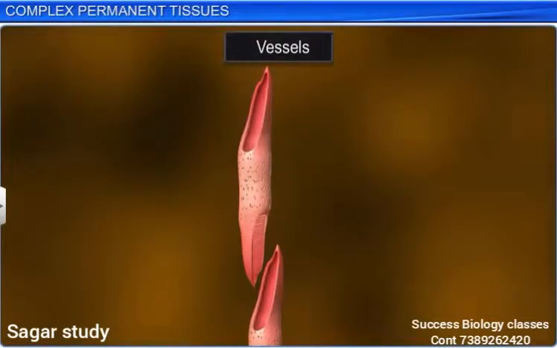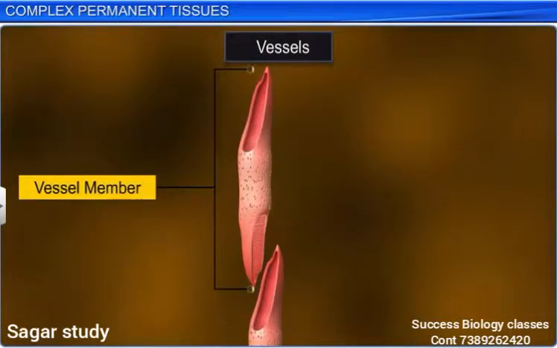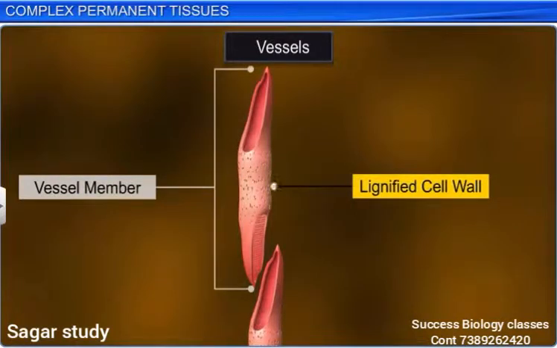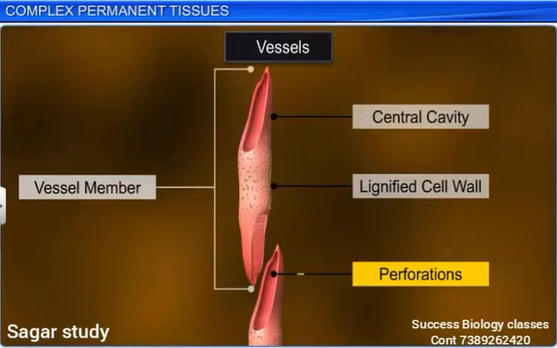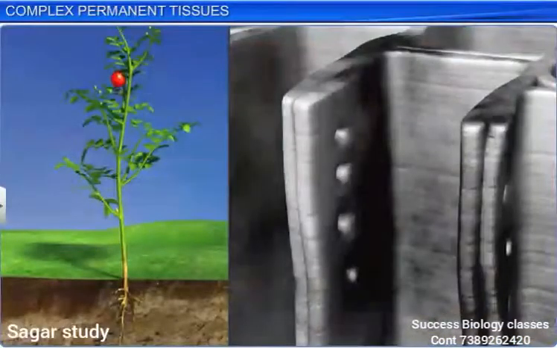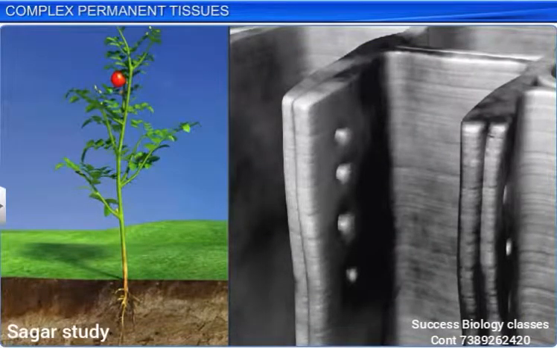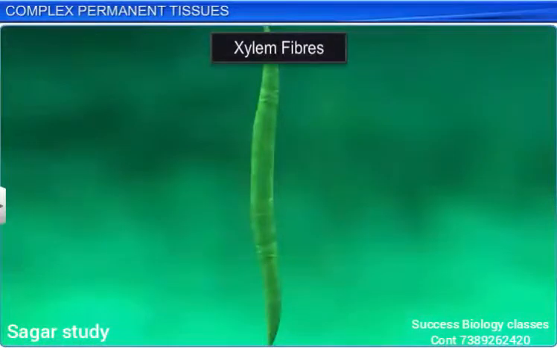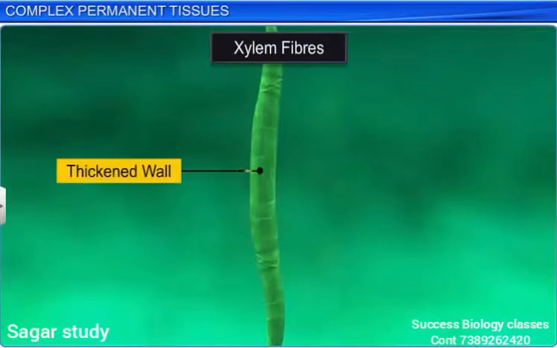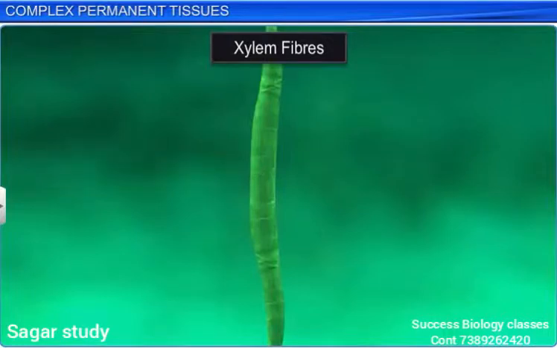Vessels are long, tube-like structures composed of many cells called vessel members. Vessel members have lignified walls and a large central cavity. They are interconnected through perforations in their common walls. Typically, vessels are found in all angiosperms, and vessel cells do not have protoplasm. Xylem fibers are sclerenchymatous fibers associated with the xylem. They have highly thickened walls and obliterated central lumens. These may be septate or aseptate.